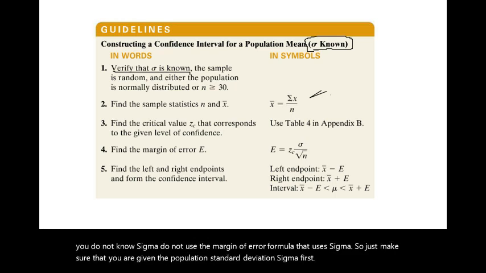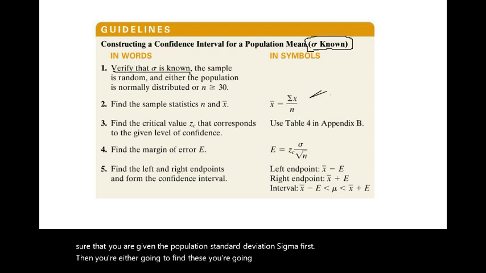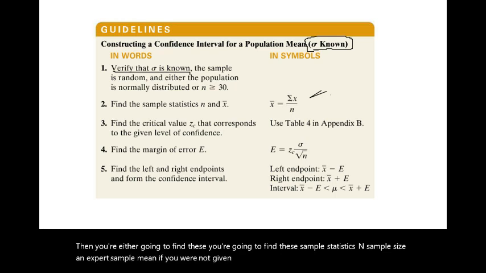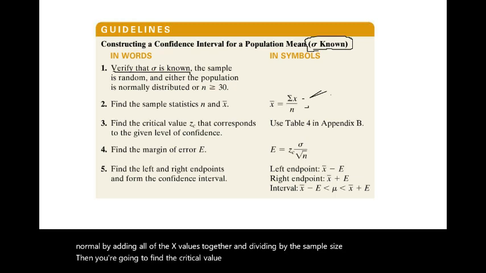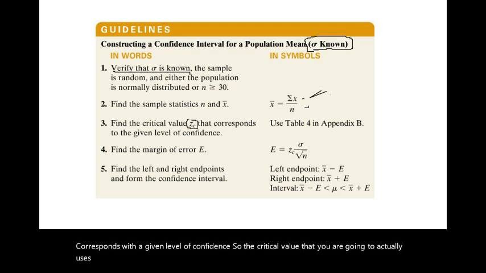Then you're either going to find the sample statistics n, the sample size, and x bar, the sample mean. If you are not given the sample mean, you're just going to find it as normal by adding all of the x values together and dividing by the sample size. Then you are going to find the critical value that corresponds with the given level of confidence. The critical value that you are going to use is the positive critical value, positive z_c. You can look up negative z_c just to get to this point, but you're not going to use negative z_c in the margin of error formula. You're only going to use positive z_c.